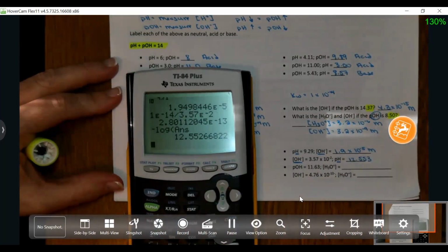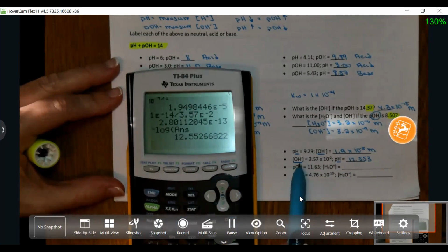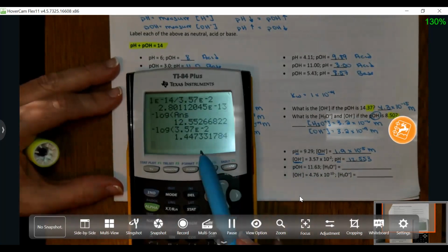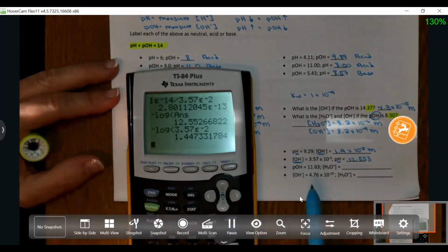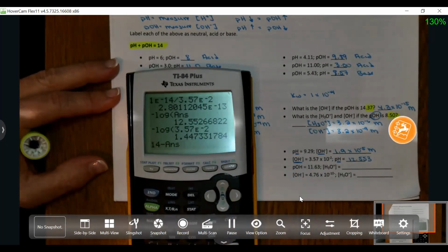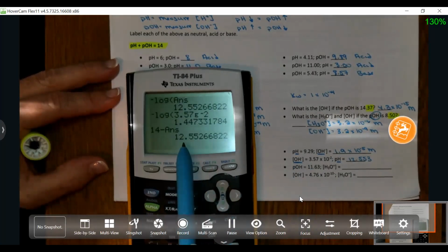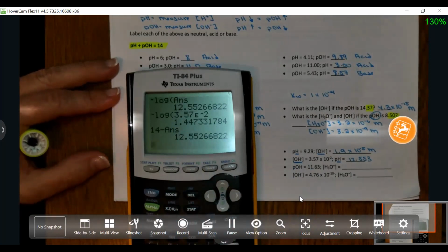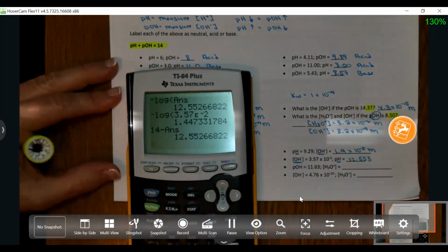The other way that I can do this is I can start with the negative log of the hydroxide ion concentration. So I can start with negative log of 3.57 times 10 to the negative 2. Now this is going to give me my pOH because this is hydroxide ion concentration. And if I subtract this from 14, you'll see that I get the same answer that I got up here. So either way you do that, it's up to you, whatever you find the easiest.